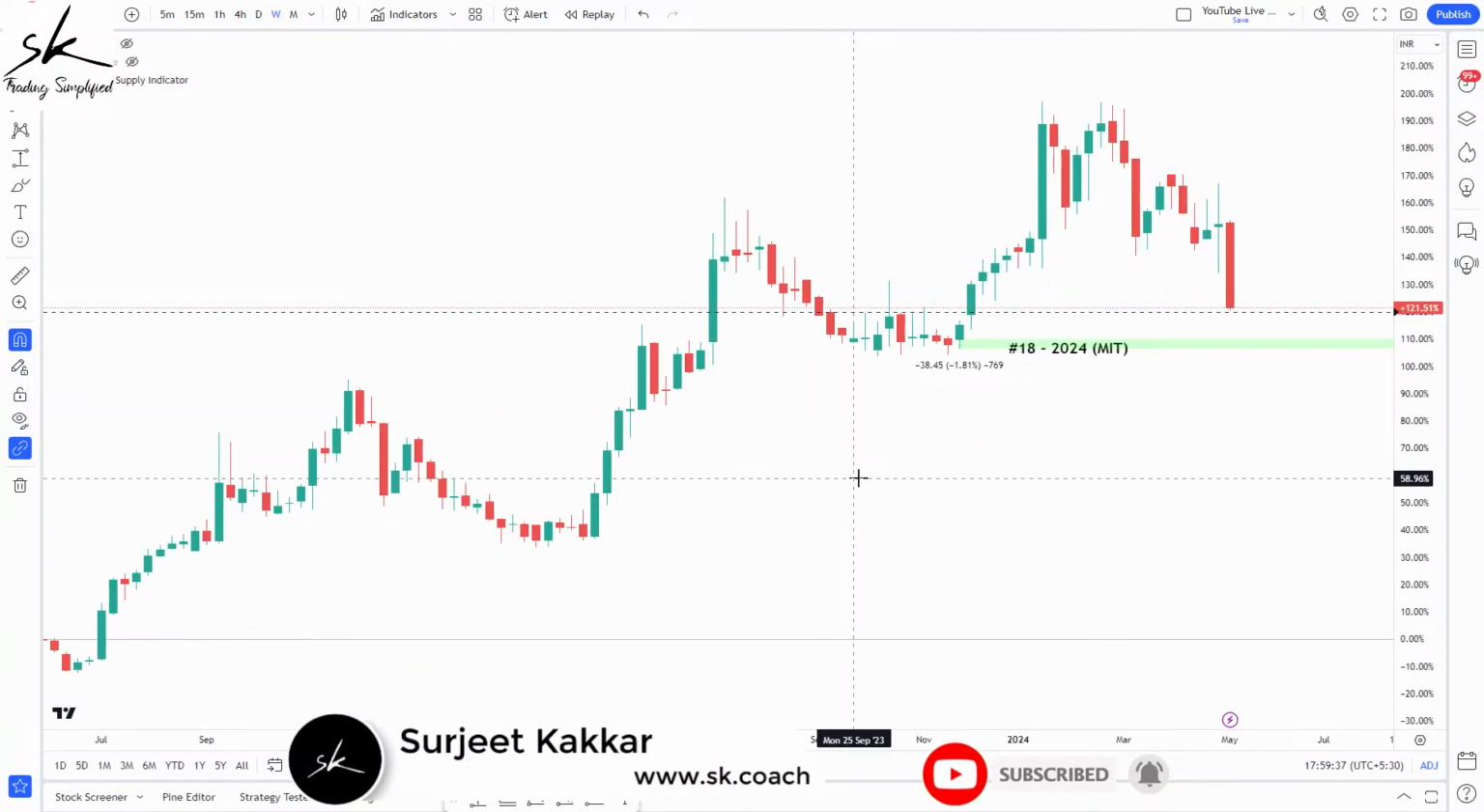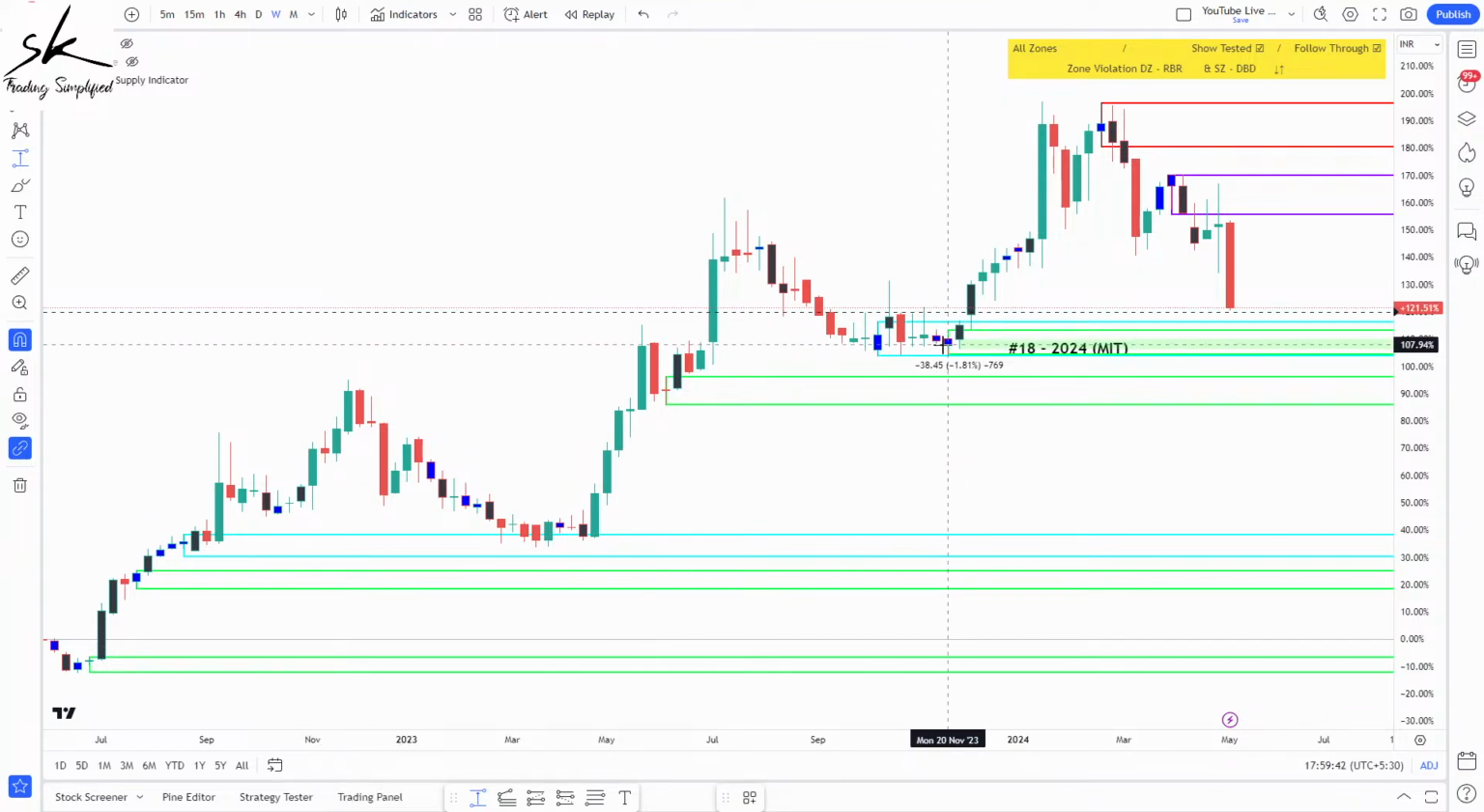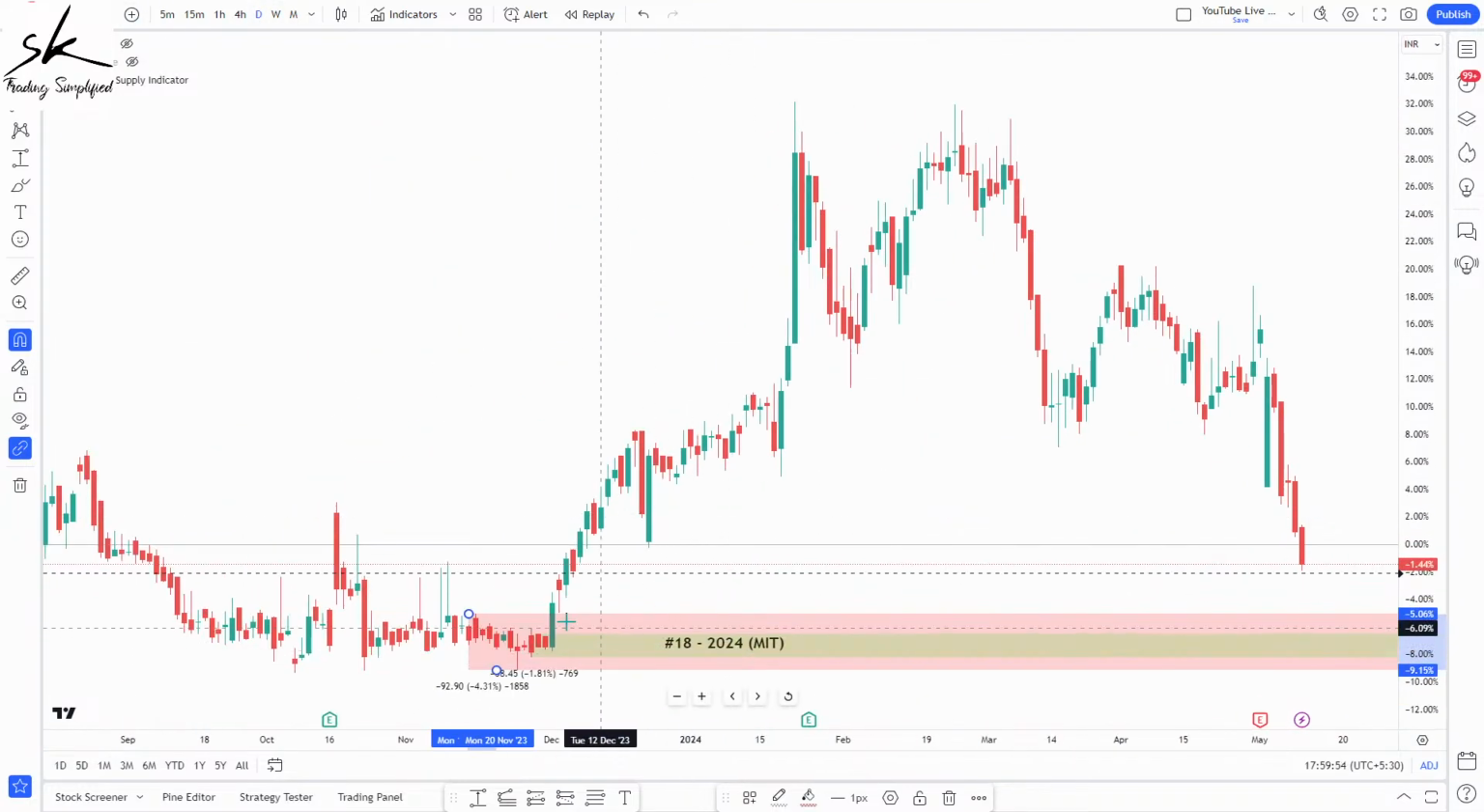And in this case, my intermediate time frame will be weekly. So here you can see on the weekly, we do have this structure, which is a rally-based rally. Let's change the color. So the one marked in pink is my intermediate time frame zone. The one marked in green is my lower time frame zone. So is my lower time frame zone inside my intermediate?